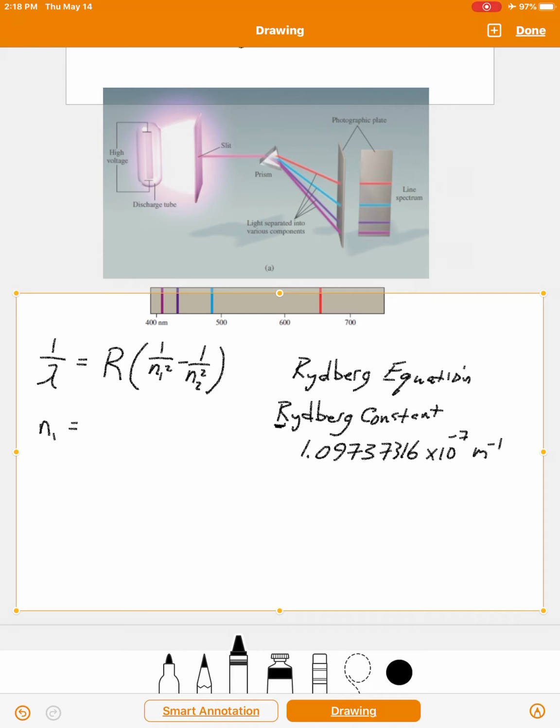is a number of 2, 3, 4, 5, 6, etc. And n2 is the same. It's 1, 2, 3, 4, 5, so forth and so on. The point being that the value of n2 has got to be less than the value of n1. Okay? So if n1 is 2, n2 would have to be 1. If n1 is 5, n2 would have to be 1, 2, 3, or 4. It has to be less than n1.